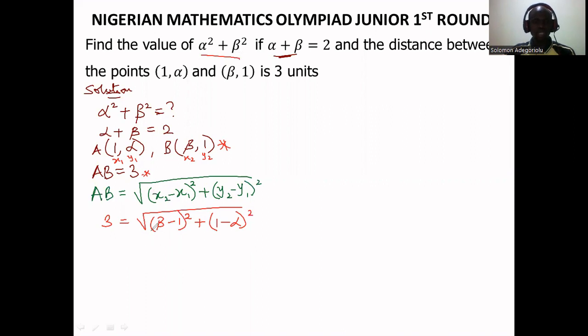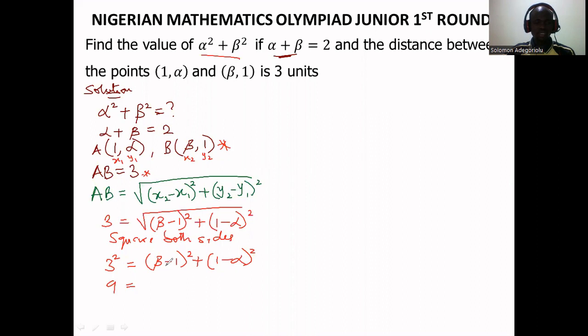And from here, we want to get the value of alpha squared plus beta squared. This is what we want to look at. Now, to get that, we need to take away the square root. And how do we take away the square root? We're going to square both sides. So 3 squared is equal to, and when you square this part, the square will cancel the square root. So in a nutshell, we're going to have (beta minus 1) squared plus (1 minus alpha) squared. This is what we're going to have. And from here now, if you square this, this is going to give us 9.